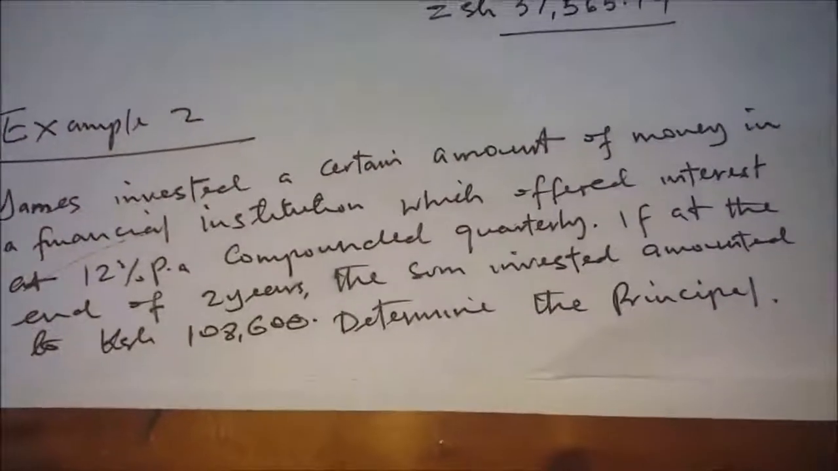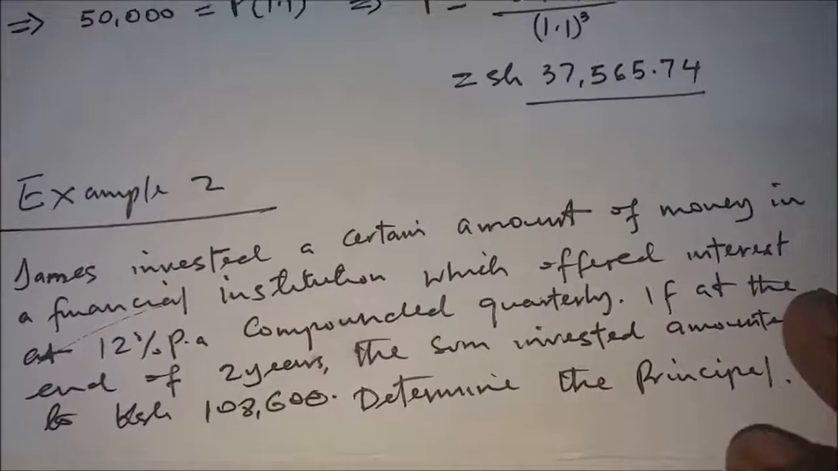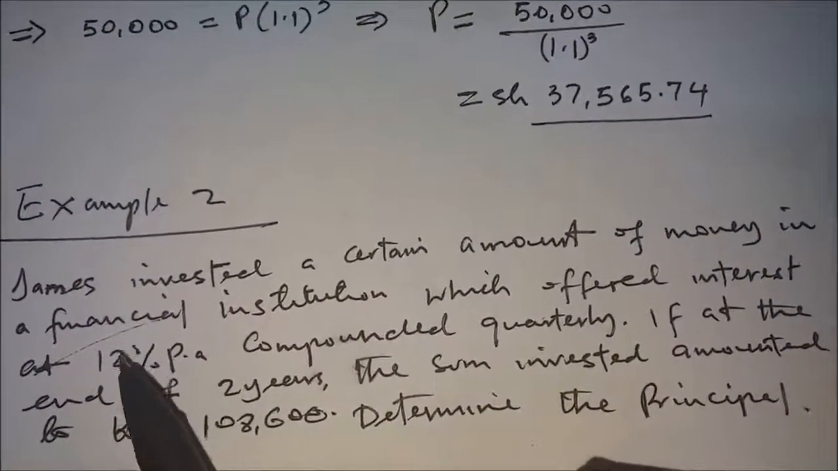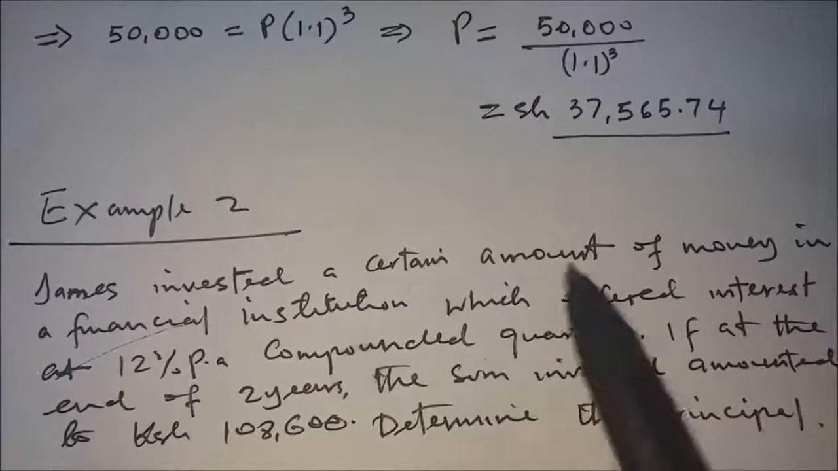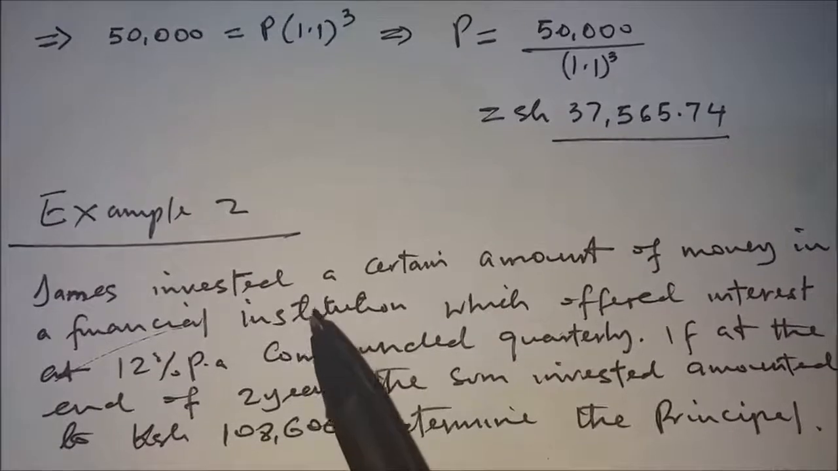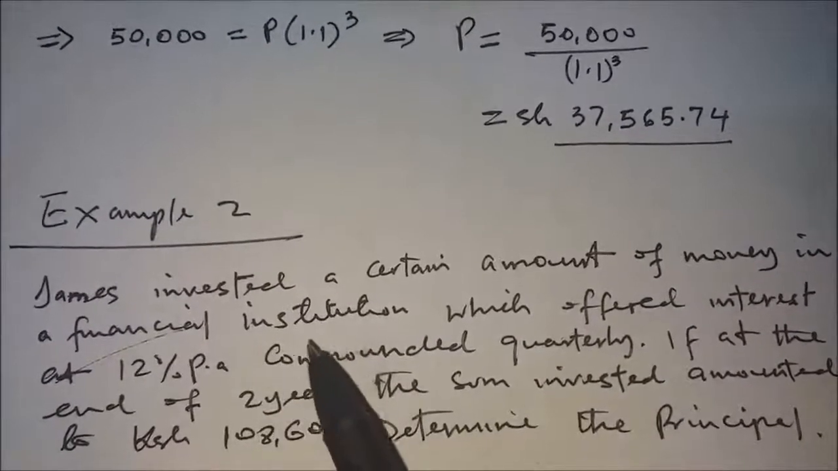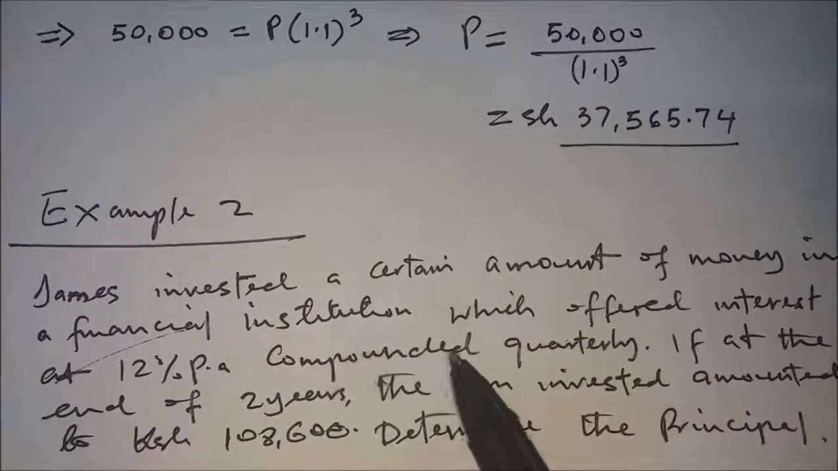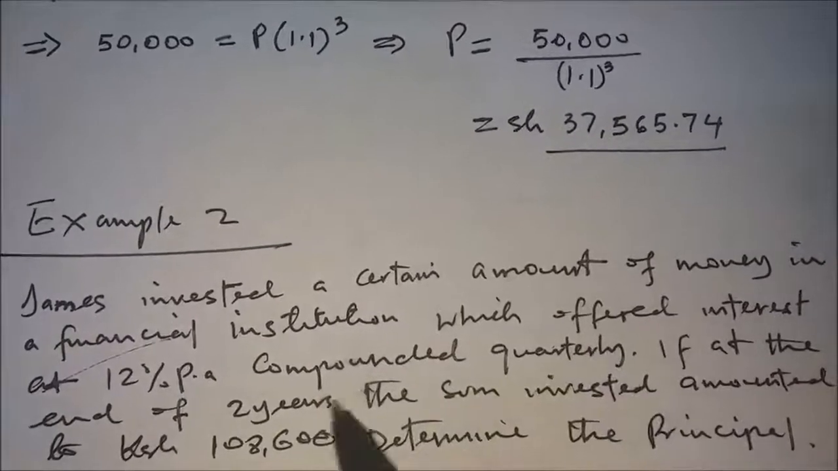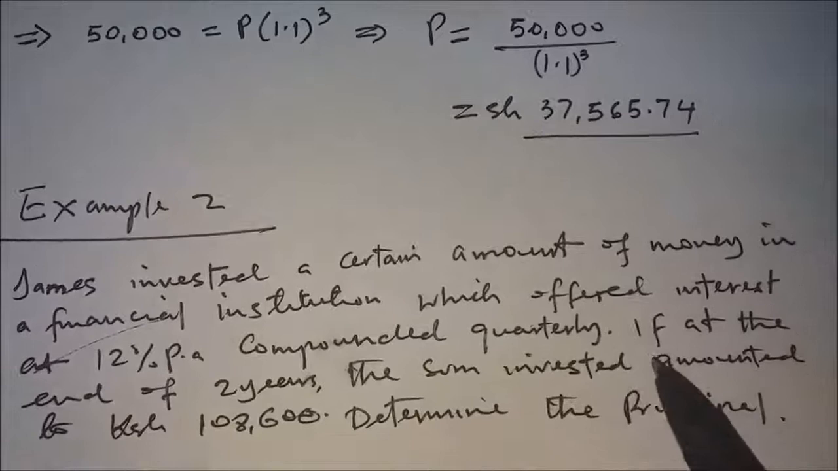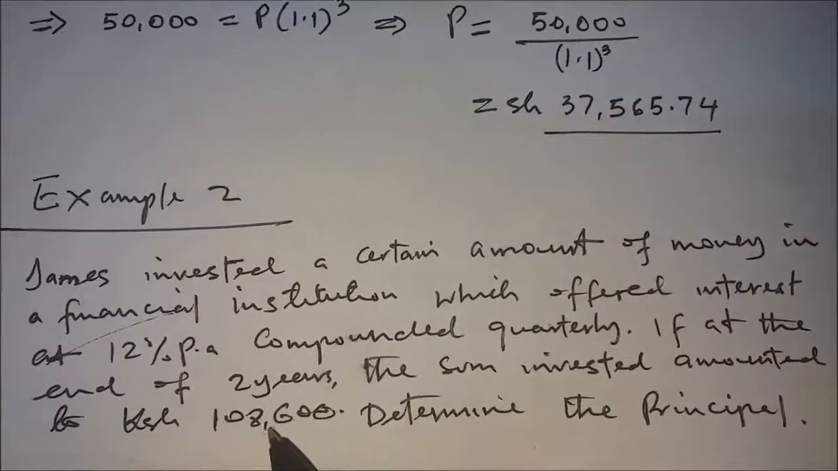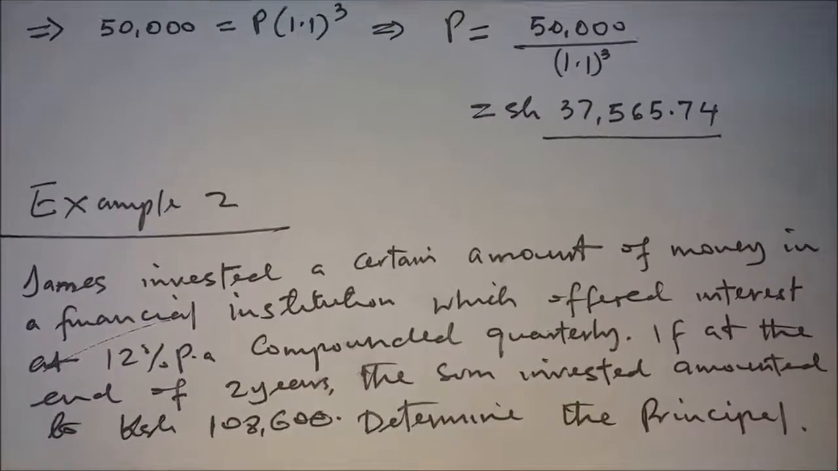Example 2, again, is not different from the first one, except for a few variations, as you will see. James invested a certain amount of money in a financial institution which offered interest at 12% per annum compounded quarterly. If at the end of 2 years, the sum invested amounted to shillings 108,600, determine the principal.